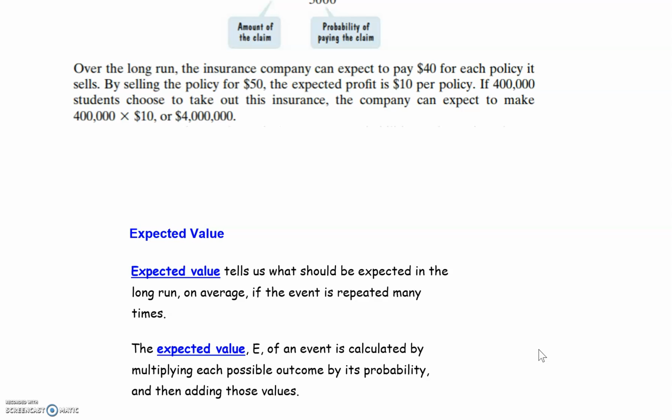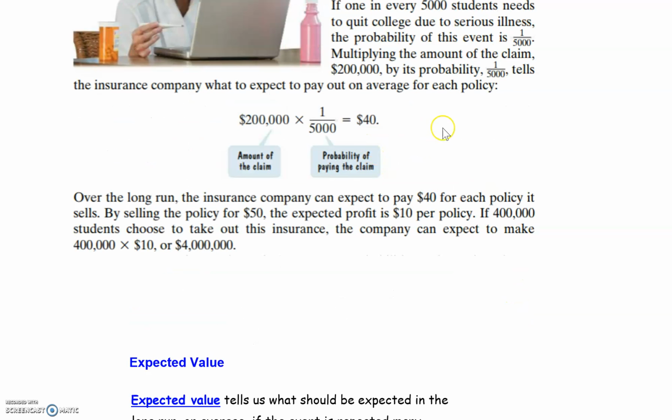repeated multiple times. The expected value is calculated by multiplying each possible outcome by its probability and then adding those results. So up here, what we've really looked at is not the true expected value, it's the expected payout for this company. It's $40 per policy.